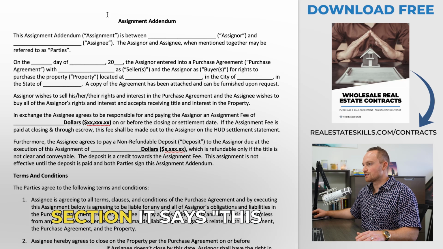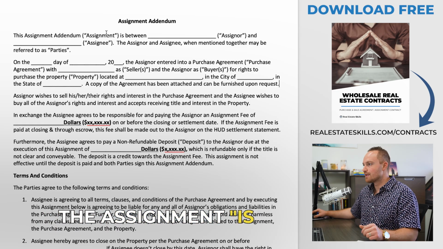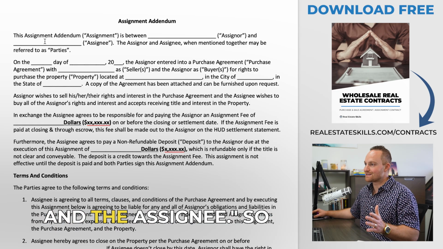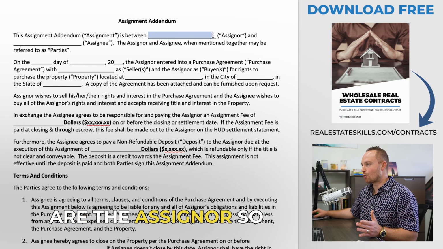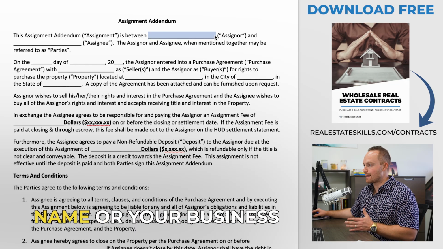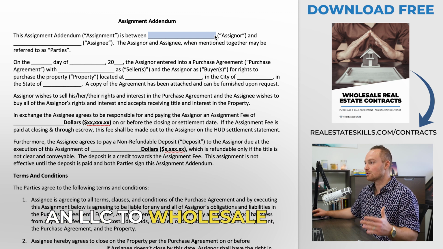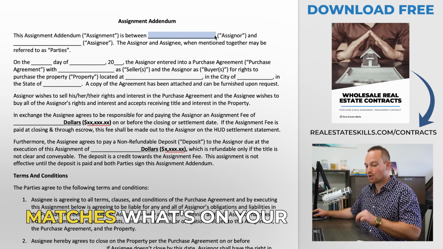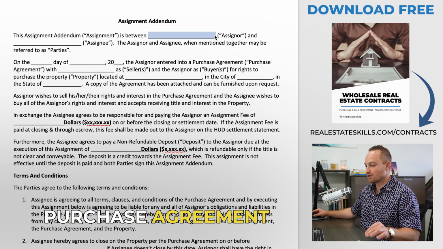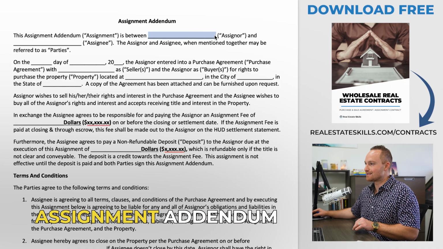So in this first section, it says this assignment addendum, which is known as the assignment, is between the assignor and the assignee. So you as the wholesaler are the assignor. So you want to put your name or your business entity, if you're using an LLC to wholesale, right here. And you want to make sure that this matches what's on your purchase agreement. So the buyer on your purchase agreement, which is you, is now the assignor on this assignment addendum.